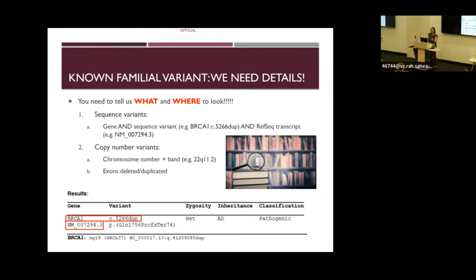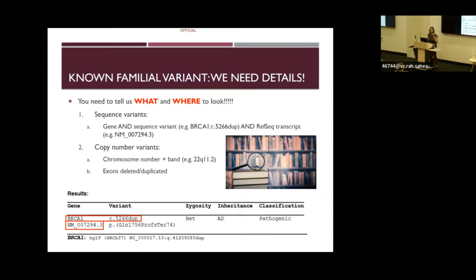So that's like saying to us, hey, there might be a spelling mistake in 5 of these books. We don't know where or what, but have fun. So please give us that information. With sequence variants, we need to know the gene. We need to know what the sequence change is, and we need to know what the ref-seq transcript is, which we'll talk about shortly. With copy number variants, we need to know the chromosome number and the band.